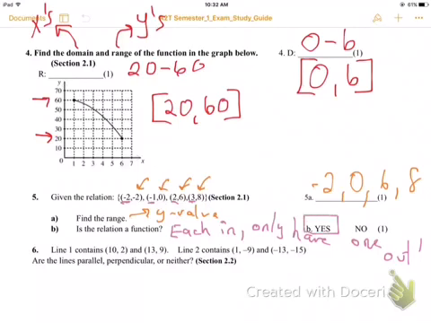Let me show you what would not be a function. If I decided to add in the point -1, comma 6, this would not be a function, and let me show you why. Because I inputted -1 here and got out 0. But then I inputted -1 and got out 6. That's not a function. If I inputted -1 again and got out 0 again, that would be okay and that would be a function.